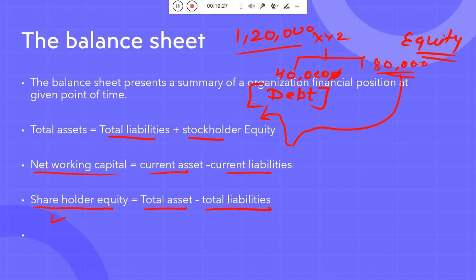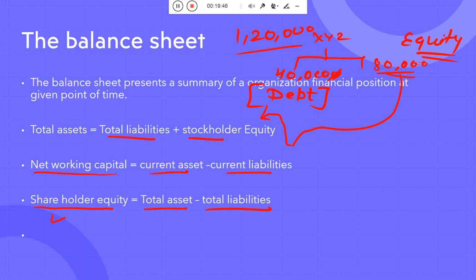So all the asset-related things will come into the balance sheet. The income-related things will come into the income statement. Okay, is there any doubt regarding the balance sheet and all this, class? Okay, good.